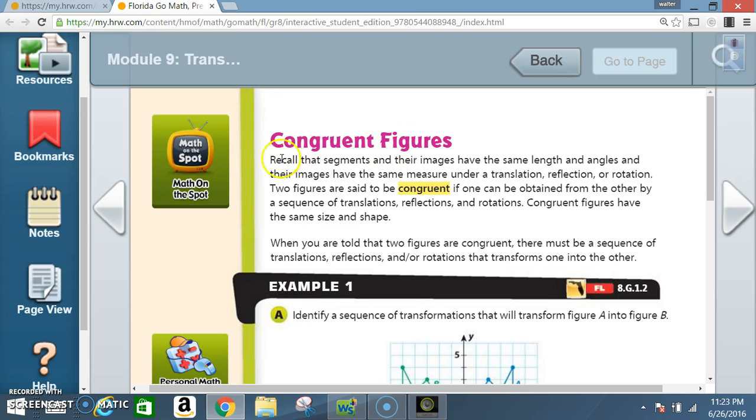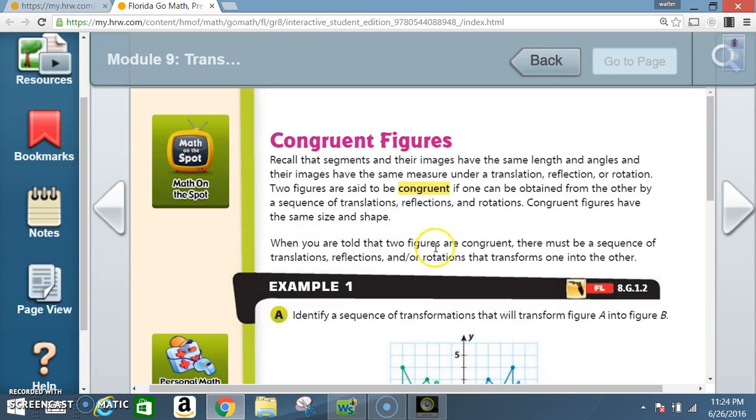Congruent figures. Recall that segments and their images have the same length, and angles and their images have the same measure under a translation, reflection, or rotation. Two figures are said to be congruent if one can be obtained from the other by a sequence of translations, reflections, and rotations. Congruent figures have the same size and shape.